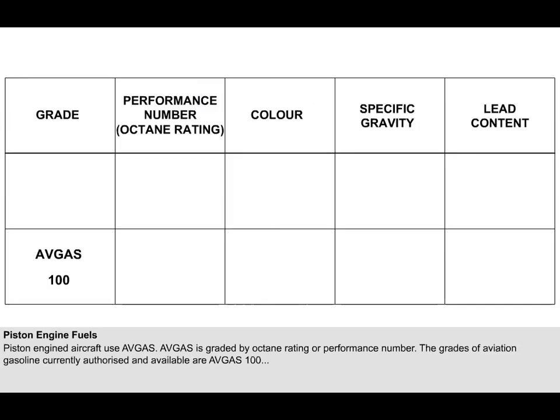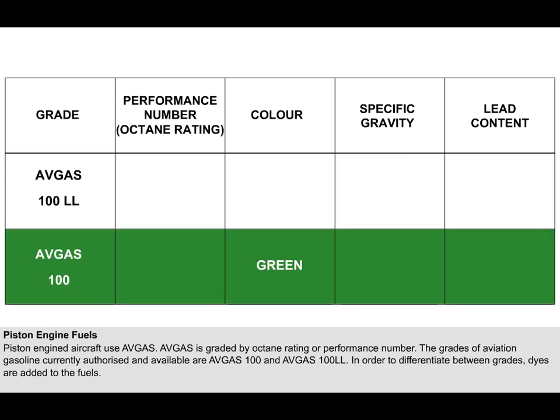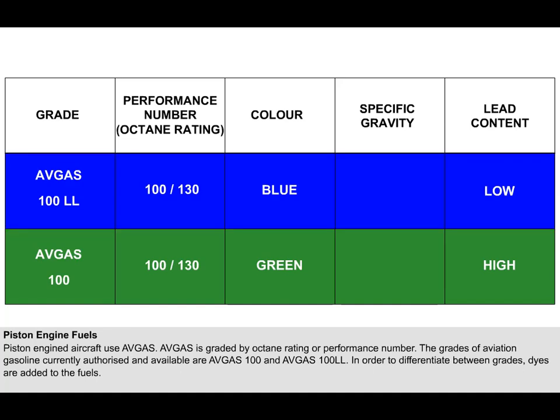The grades of aviation gasoline currently authorised and available are Avgas 100 and Avgas 100LL. In order to differentiate between grades, dyes are added to the fuels in accordance with an internationally agreed colour code to impart a distinctive colour. Avgas 100 is coloured green, has an octane rating or performance number of 100-130 and has a high lead content. Avgas 100LL has the same performance number as Avgas 100, but it has a lower lead content. It is coloured blue.